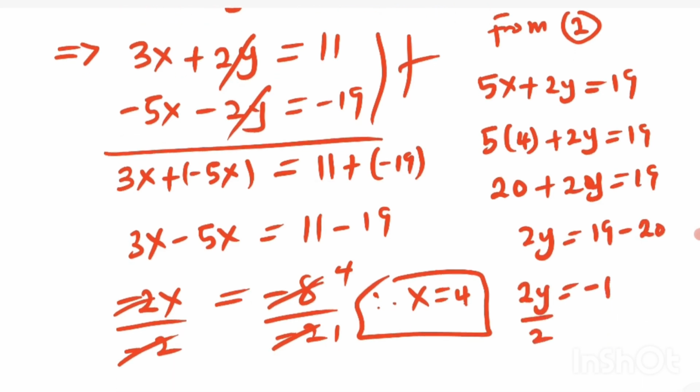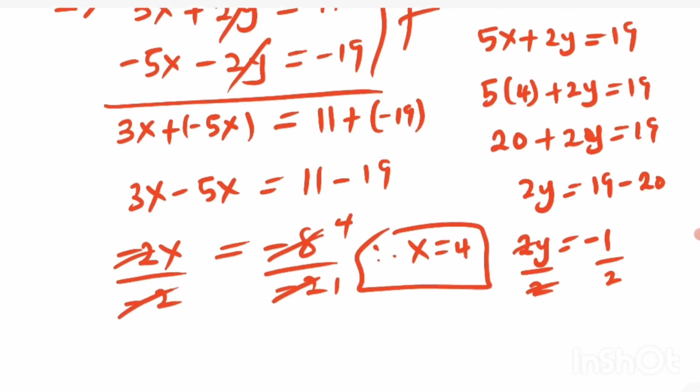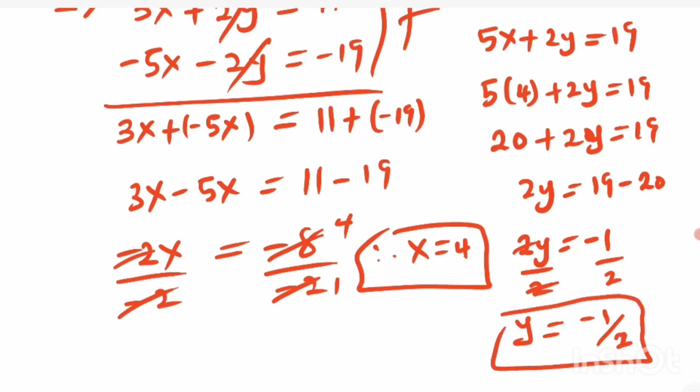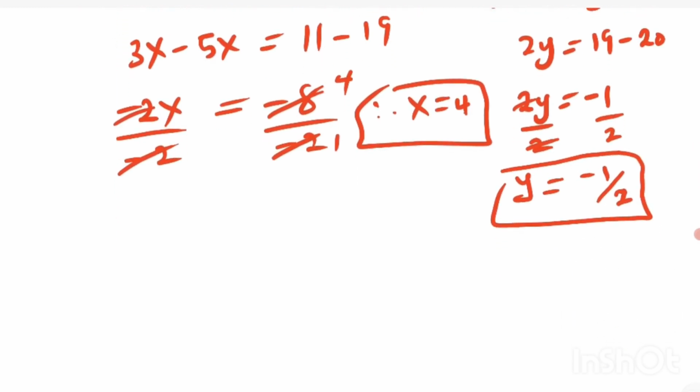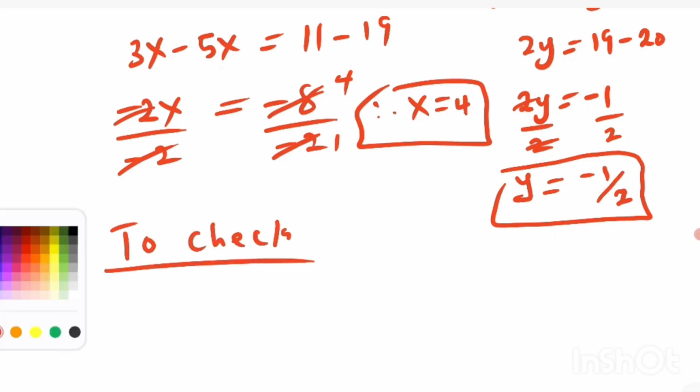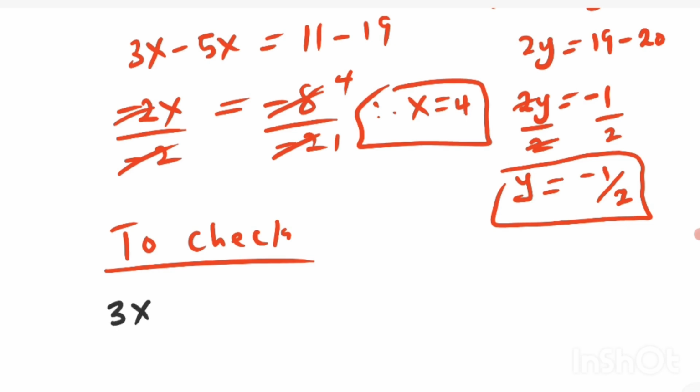Then let's divide both sides by 2. This divided by 2. These 2 cancel these 2. y is equal to minus 1 over 2. This is the final answer. We may check to confirm if this answer is right or wrong. Let's check. To check, we have the given equation 3x plus 2y equal to 11.